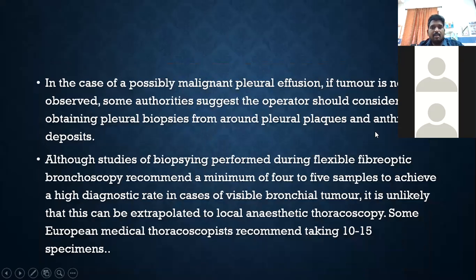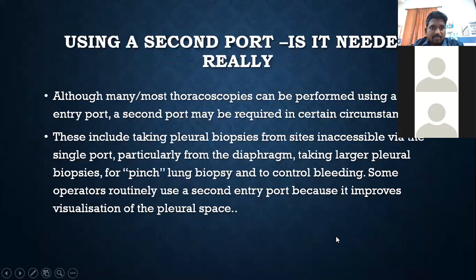So in case of a possibly malignant pleural effusion where the tumor is not observed, some authorities suggest that the operator should consider obtaining the pleural biopsy from around the pleural plaques and anthracotic pigments. That's what I told. Although studies of biopsy performed using a flexible fiberoptic bronchoscope recommend a minimum of 4 to 5 samples, we don't know how many samples have to be taken, but as per the European Respiratory Society guidelines, they recommend 10 to 15 specimens be taken from the biopsy.